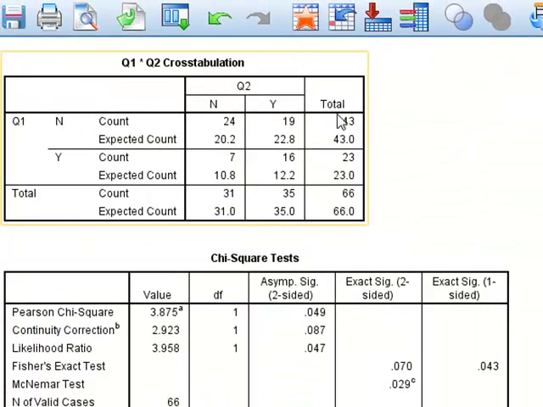We can see the contingency table, and this gives us 24 individuals responded no to both question Q1 and Q2. 7 individuals answered yes to Q1 and no to Q2. So this gives our observed counts. The expected counts are also calculated.